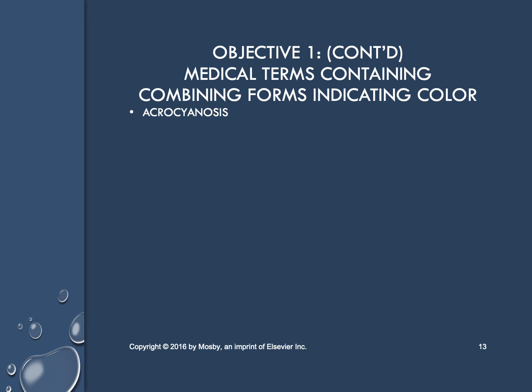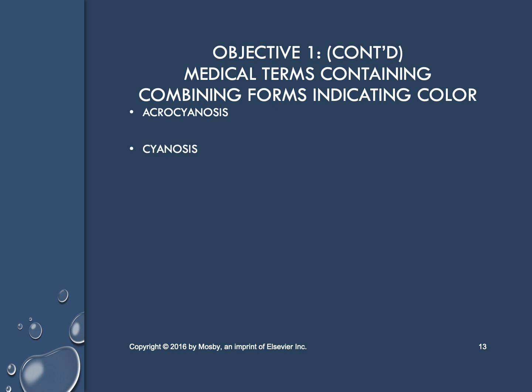All right, so some medical terms containing combining forms indicating color. Remember we talked about some color words when we first started this lecture. And so let's just look through some of these. The first one is acrocyanosis. Remember, osis, abnormal condition of. Acro is the extremities. Cyano refers to a blue color, right? So this is abnormal condition of blue of the extremities.